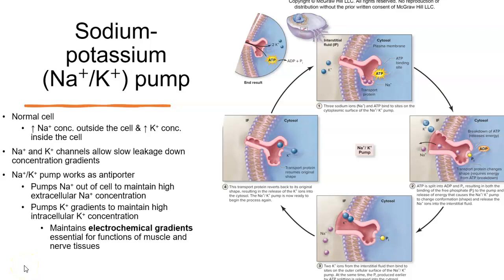If you walk through the steps in this image, you'll see that 3 sodium ions are pumped out of a cell for every 2 potassium ions that are pumped into the cell. So the cell's got to use ATP to maintain those levels of the ions on each side of the membrane so that we keep more sodium outside and more potassium inside. This pump is also sometimes called sodium-potassium ATPase.